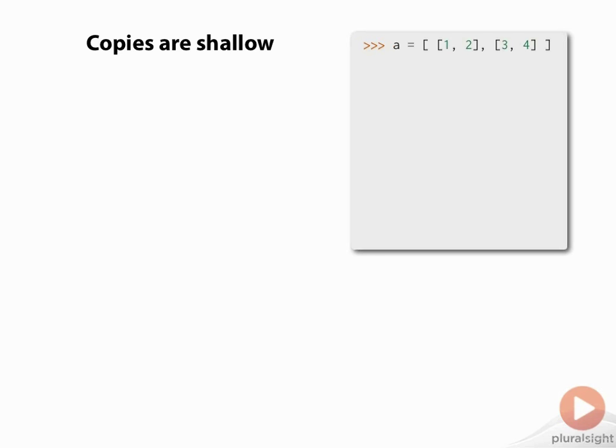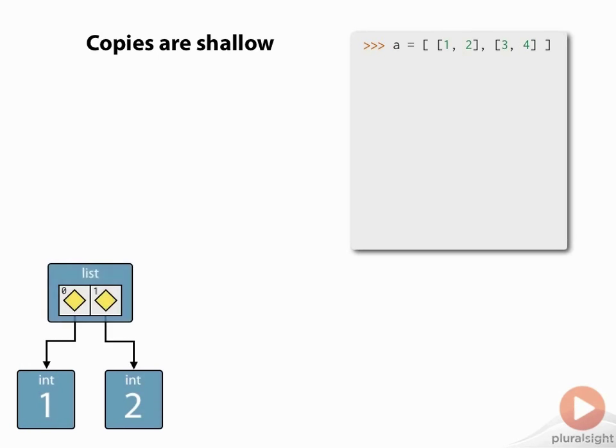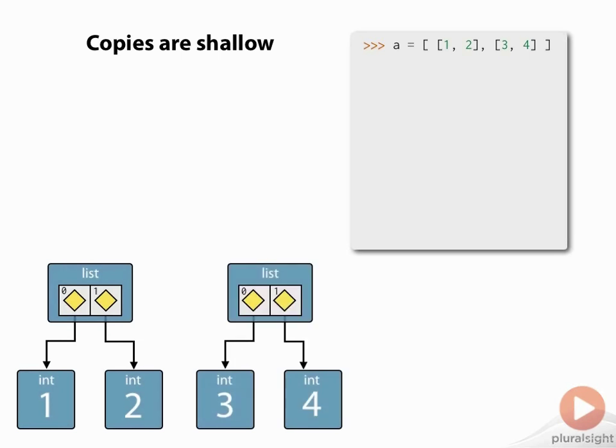First, two integer objects are created containing the values 1 and 2 respectively. The elements of the first inner list are references to these two integer objects. Now, two more integer objects are created containing the values 3 and 4 respectively. The elements of the second inner list are references to these integer objects.